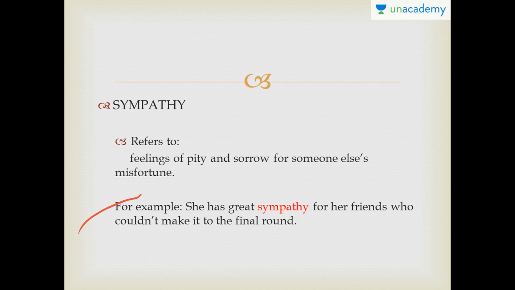I hope you have understood the difference between sympathy and empathy. It's not a very hard thing to understand. There are so many people who actually know, and then they use these two words very liberally, but there are people who find it hard to differentiate between these two. So it's definitely for those people.